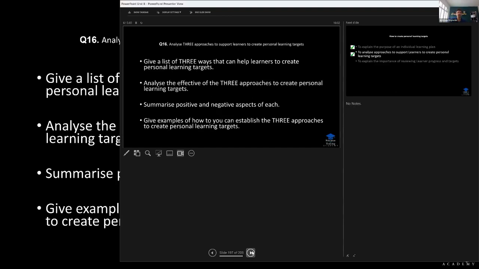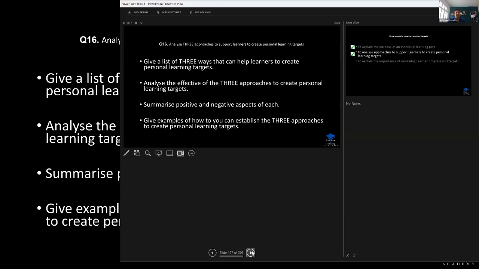So question 16 is to give a list of 3 of those ways, and analyze the effectiveness of each. So what are the benefits and what are the limitations, or in this matter, the positive and negative aspects of each, and give examples of how you can establish these within your personal learning targets. How would you establish them? So again, you might look at buddying up 2 individuals to work together. Steph and Aaron, you've already done that. Look at different ways you can incorporate them into your teaching.